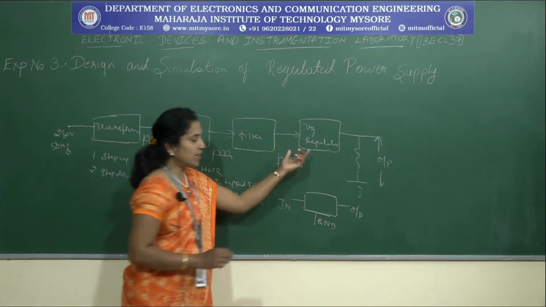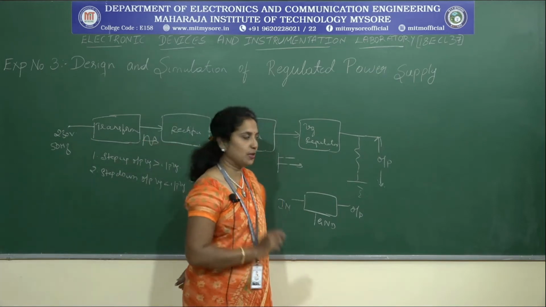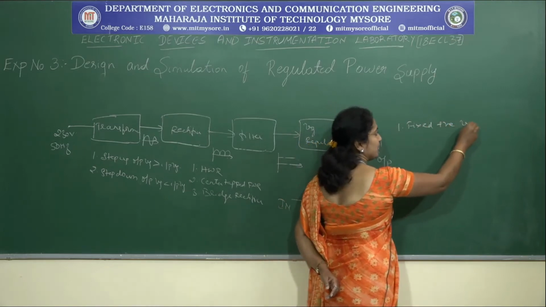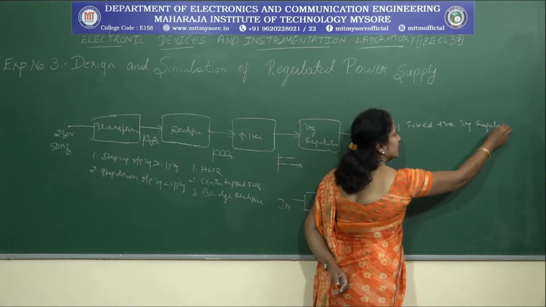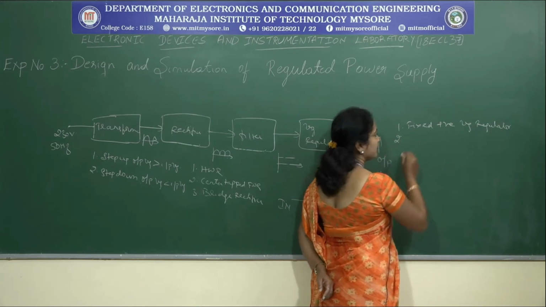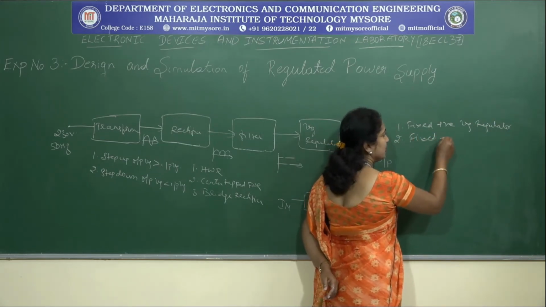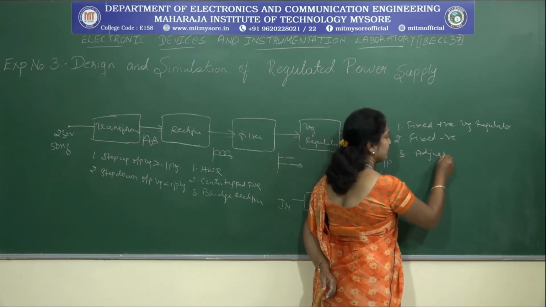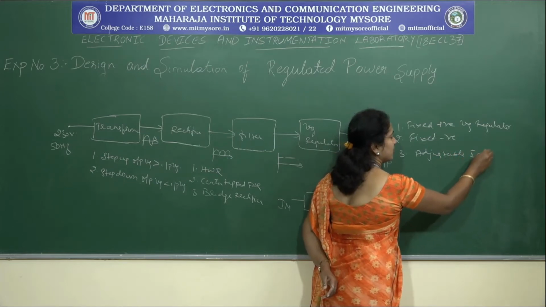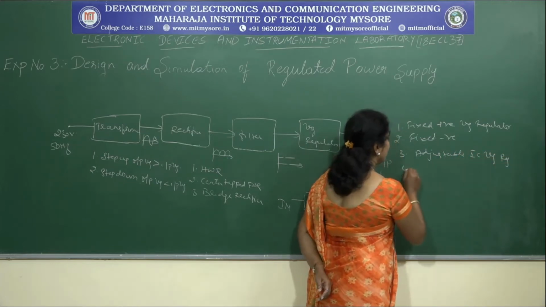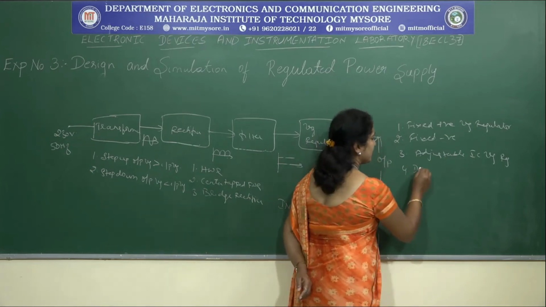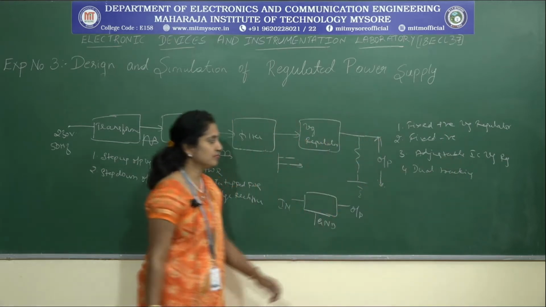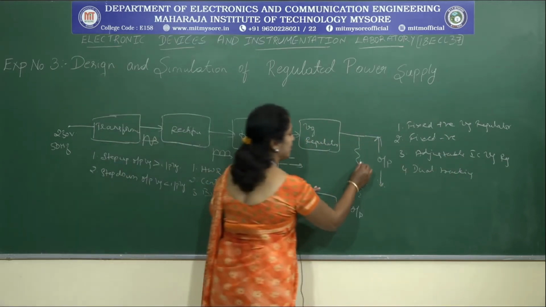Now in the IC voltage regulator you have 4 types. The first one is fixed positive voltage regulator, the second one is fixed negative voltage regulator, the third one is adjustable IC voltage regulator, and the fourth one is dual tracking IC voltage regulator. This is the RL you have.